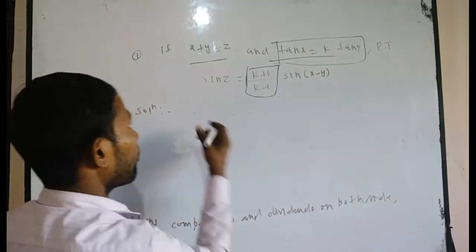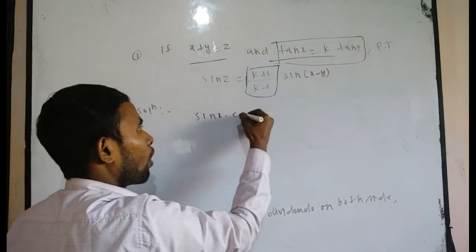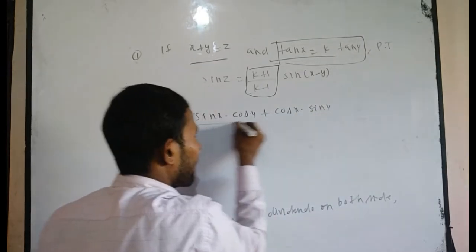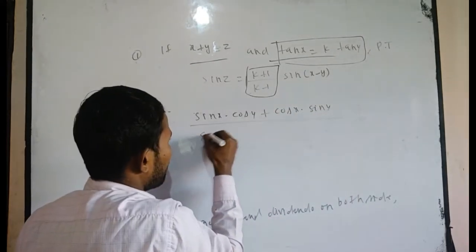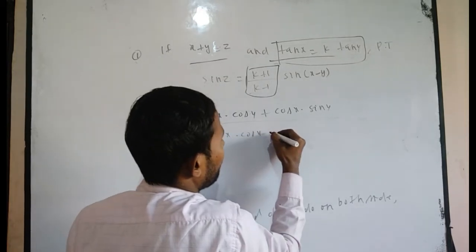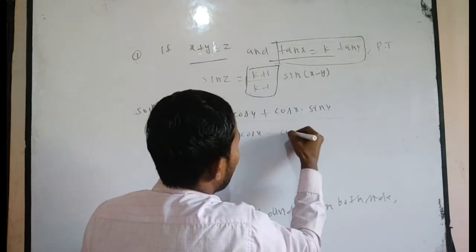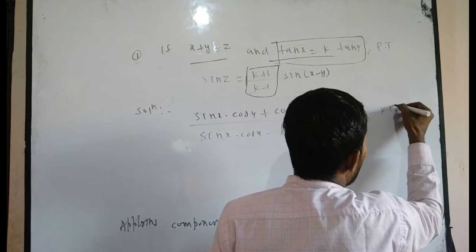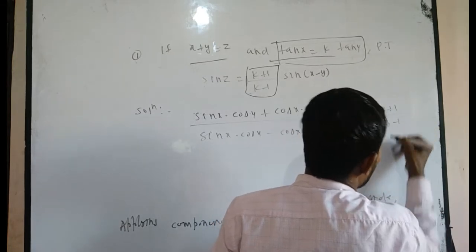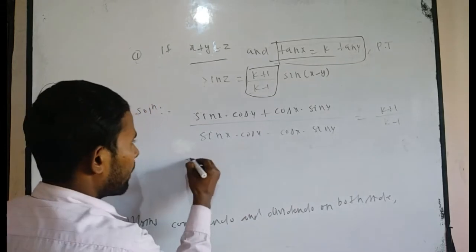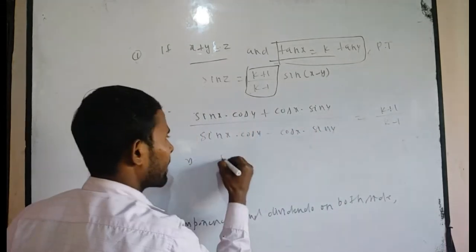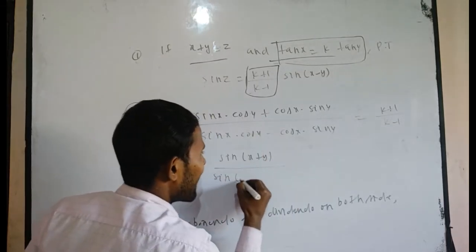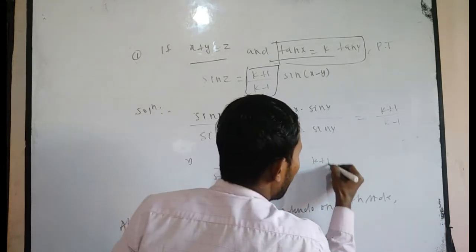Applying componendo and dividendo on both sides, we can write sin x cos y plus cos x sin y, divided by sin x cos y minus cos x sin y, is equal to k plus 1 divided by k minus 1. Now here it is sin a cos b plus cos a sin b. That will be sin(x plus y). In the denominator, it will be sin(x minus y), which is equal to k plus 1 divided by k minus 1.